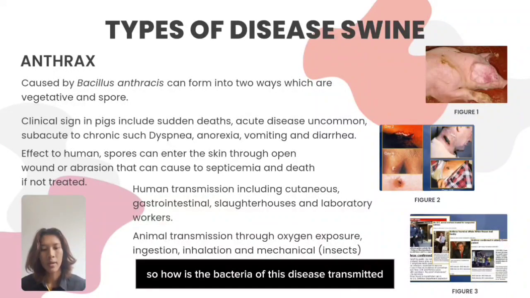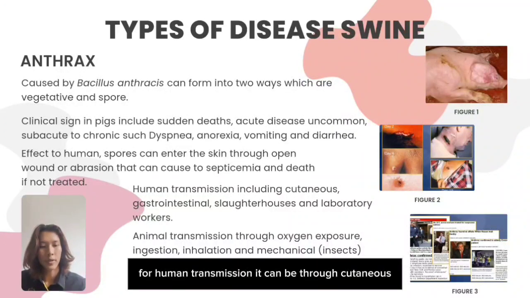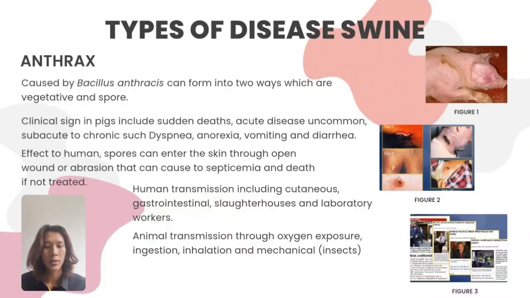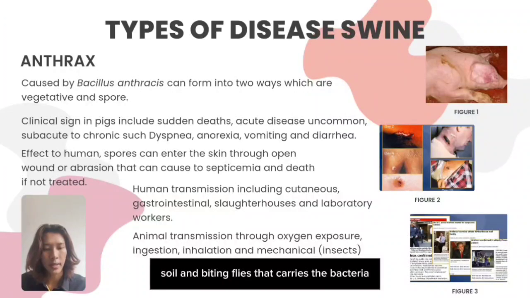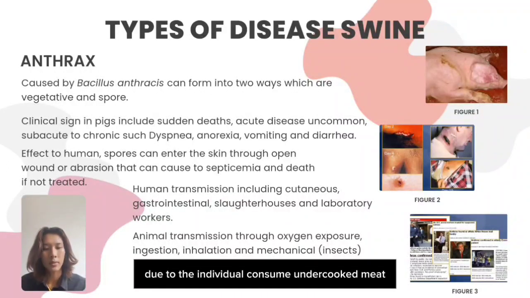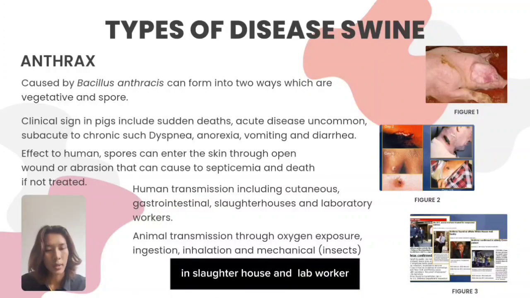So how is this disease transmitted? For human transmission, it can be through cutaneous contact with infected tissues, wool, soil, and biting flies that carry the bacteria, and also gastrointestinal, due to the individual consuming undercooked meat, in slaughterhouses and for lab workers.